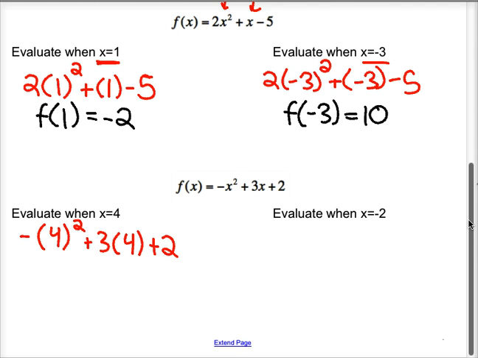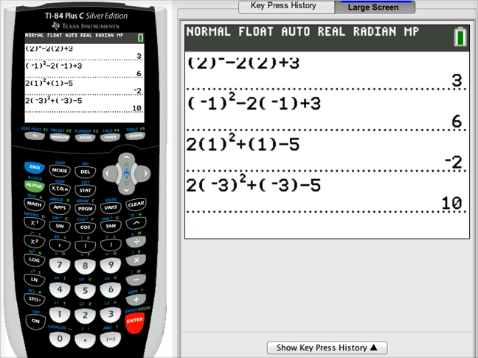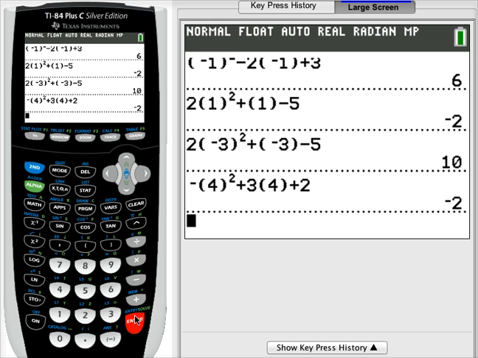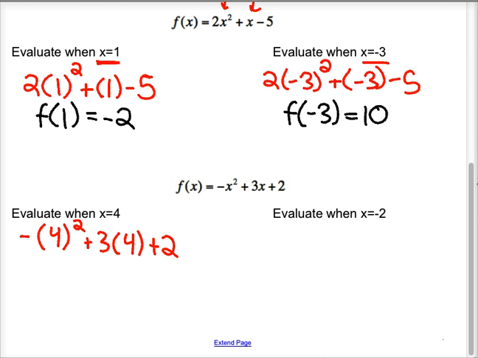So that is what you should be typing into the calculator. And when you do so, let's take a look at what that looks like. So a negative outside my parenthesis, then 4 squared plus 3, then I'm putting in that 4 again, plus 2, and that's going to give me a -2. So for this one, when I plug in a 4, I'm getting a -2 for my answer.